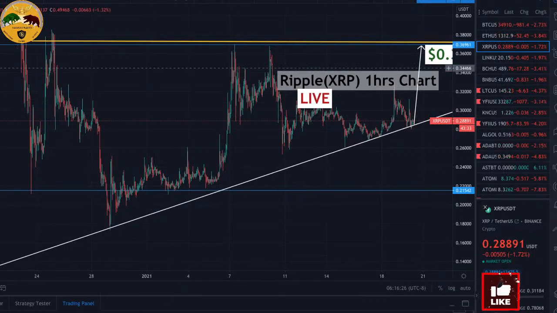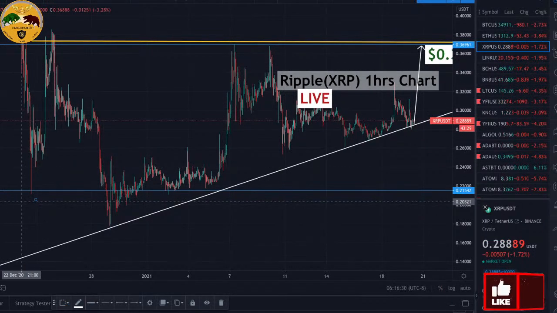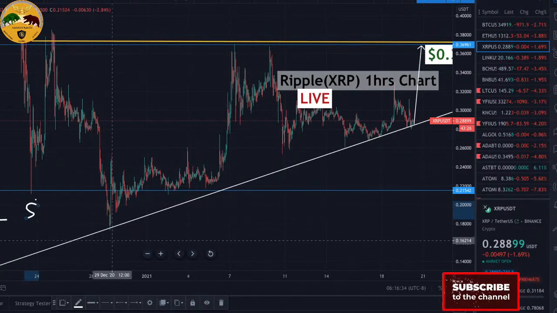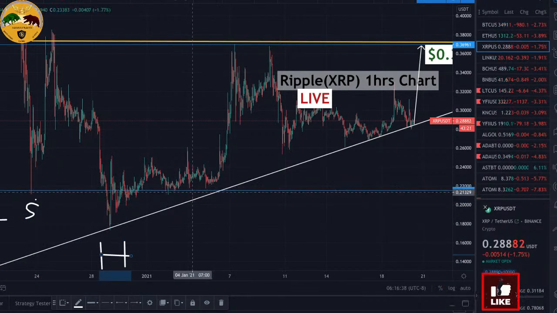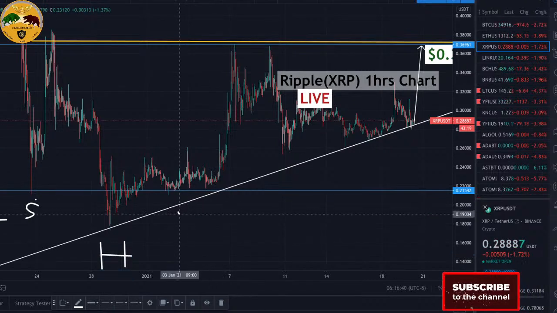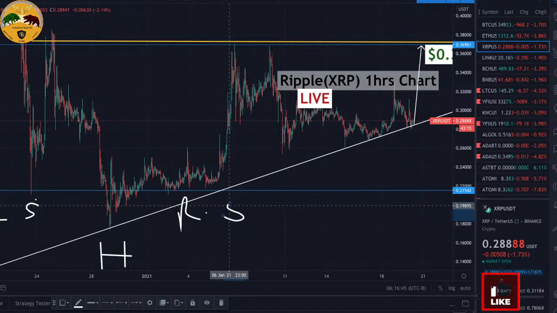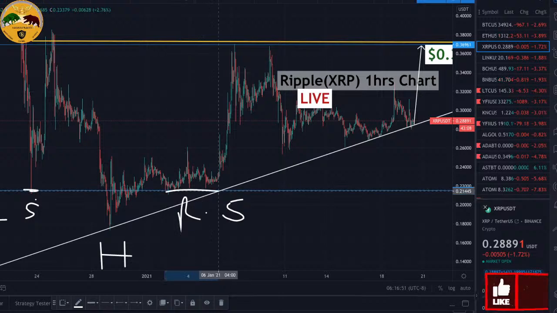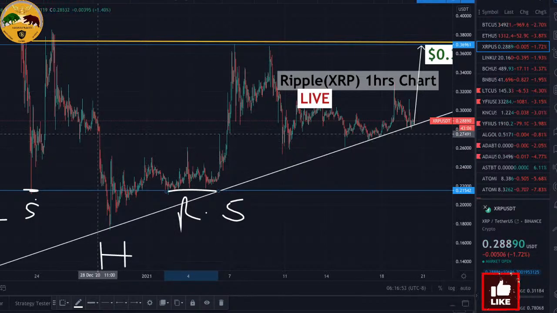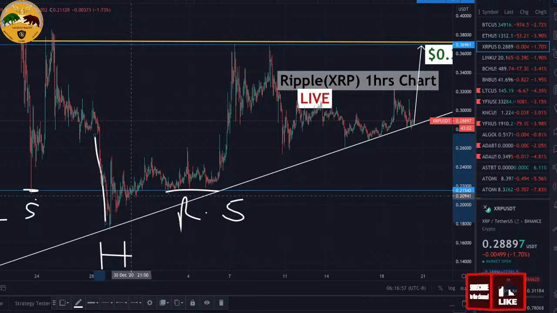So we see this major inverse head and shoulder, right? This is the left shoulder, right? This is the left and this is the head. This is the head of the inverse head and shoulder, and right here is the right shoulder, right? This is our right shoulder, right? So you see that this shoulder and this shoulder are almost the same height, but you see that the head broke through the resistance and then got pulled back.